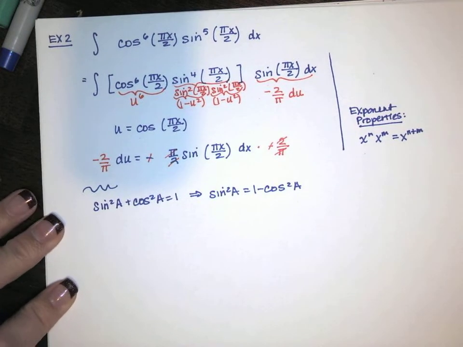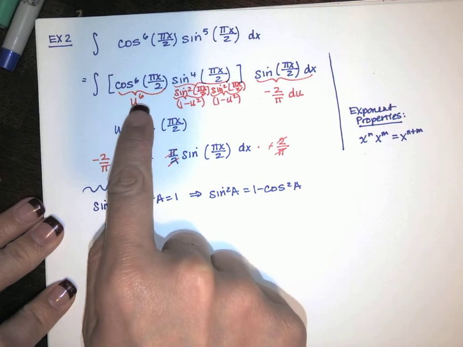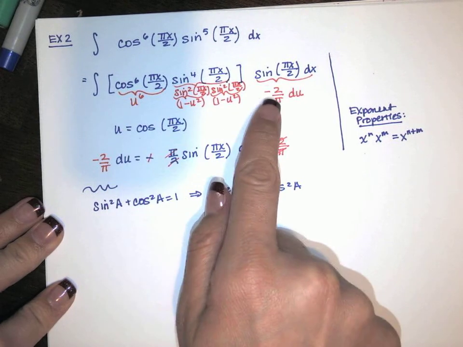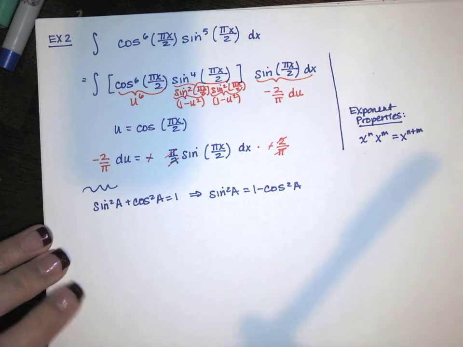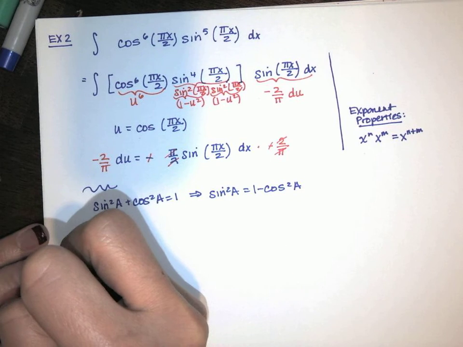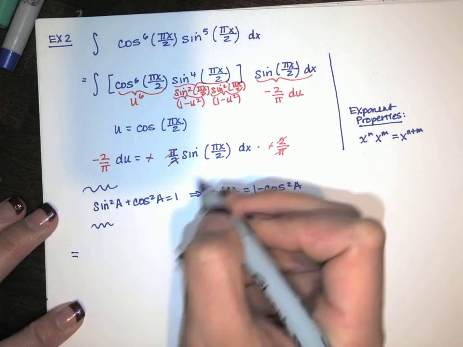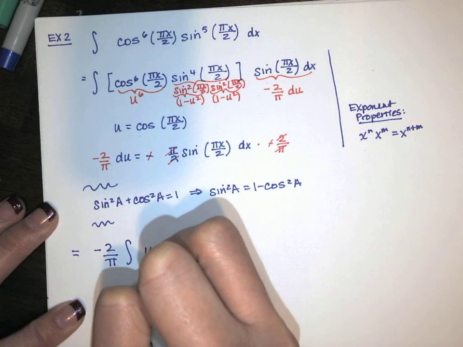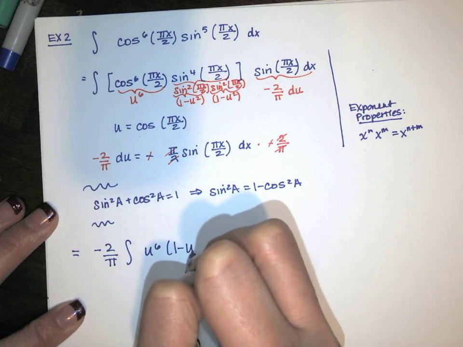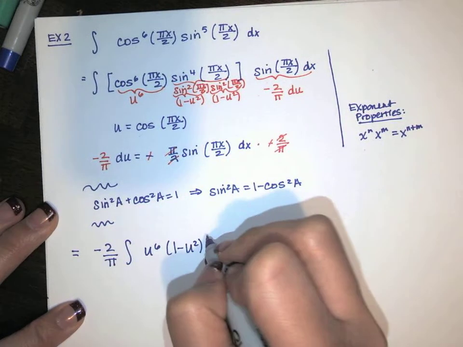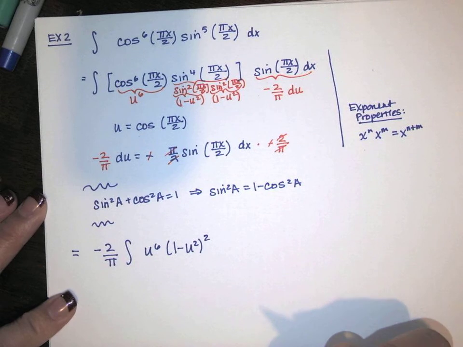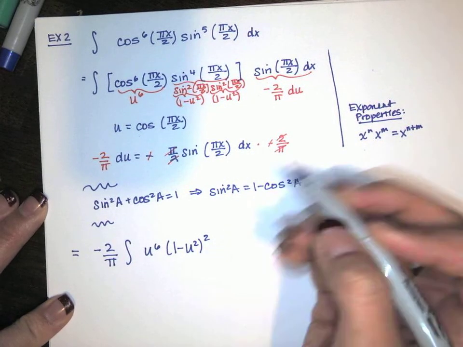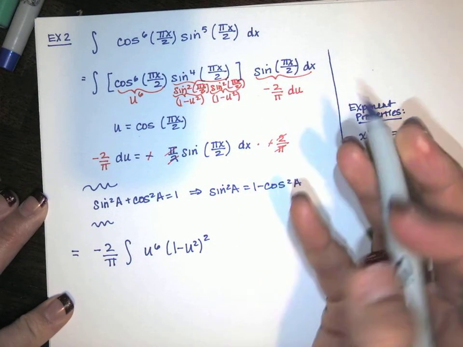All right, so we've written our entire integral in terms of u. I've got that, times that, times that, and I've got my constant times du. So let's rewrite that. I'm going to factor out that constant. I've got u to the 6th, 1 minus u squared, times itself. I think I'm just going to write it as itself squared. And that constant I already factored out times du.